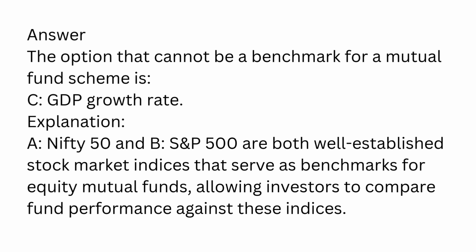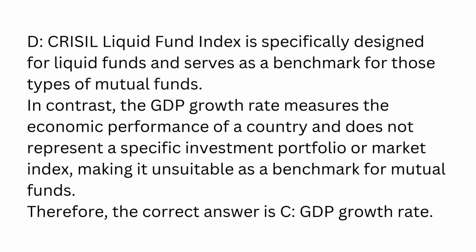Explanation: A. Nifty 50 and B. S&P 500 are both well-established stock market indices that serve as benchmarks for equity mutual funds, allowing investors to compare fund performance against these indices. D. Crisil Liquid Fund Index is specifically designed for liquid funds and serves as a benchmark for those types of mutual funds. In contrast, the GDP growth rate measures the economic performance of a country and does not represent a specific investment portfolio or market index, making it unsuitable as a benchmark for mutual funds. Therefore, the correct answer is C. GDP growth rate.